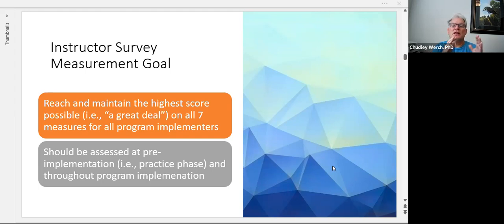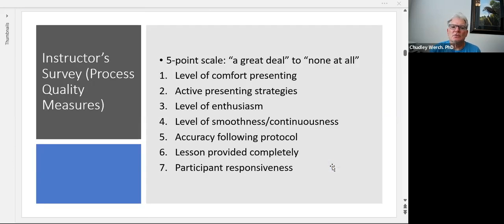In other words, at the very beginning, you want to hit high on all 7 of those items. You want to rate yourself high on comfort, high on active presentation strategies, high on enthusiasm from the first time you started implementing your PPW program to the midpoint to the latter point. And realize, as a social human endeavor, prevention programs differ over time.